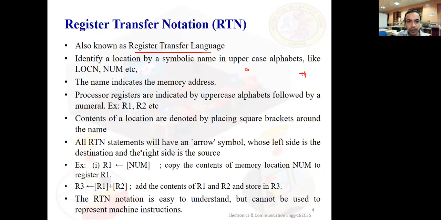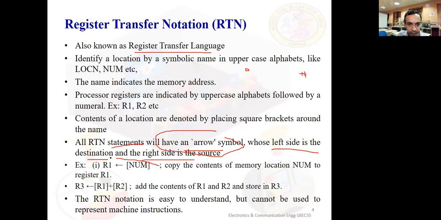Then all RTN statements will have an arrow symbol. All the statements and operations have a source and a destination. Suppose you want to copy data from your pen drive to your hard disk. Your pen drive or USB is your source and the hard disk is your destination, right? For any such thing, in RTN notation, we use an arrow symbol. The left side of the arrow is the destination and the right side of the arrow is the source.